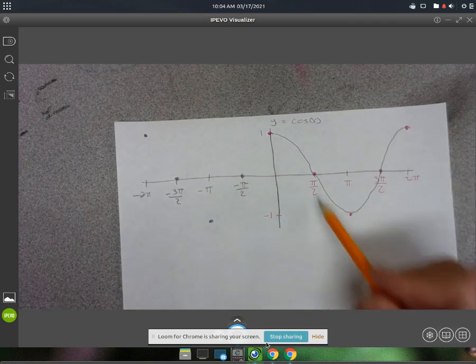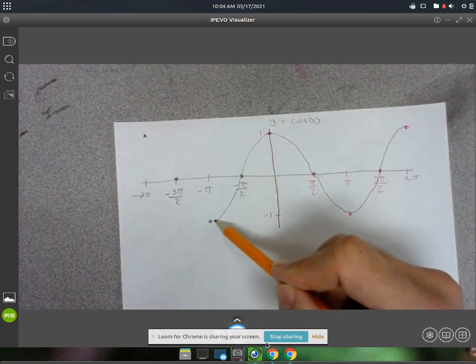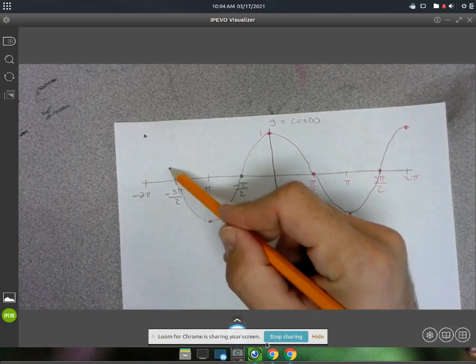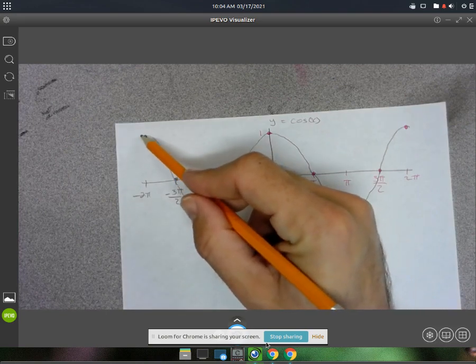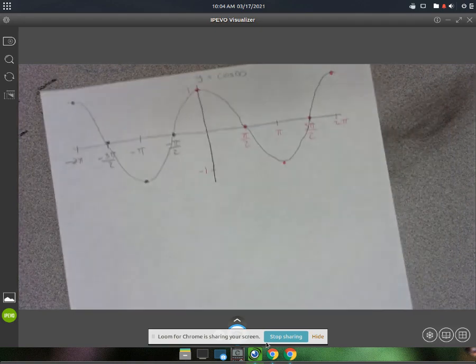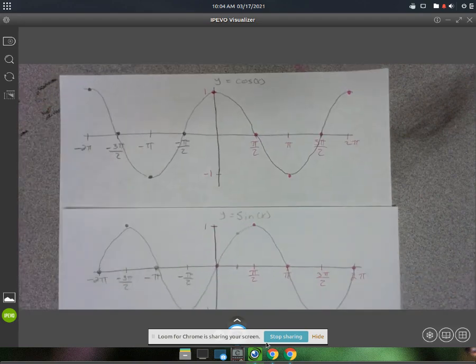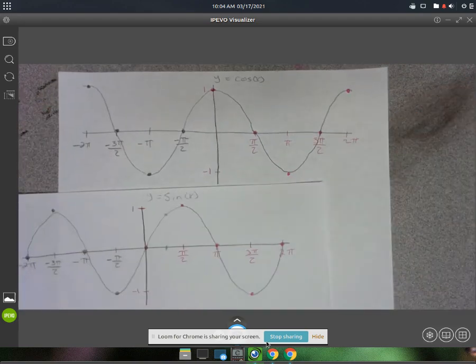All right, so I'm doing this backwards here. That'll work. And then it's going to start falling again. All right, so there's our graph of cosine, there's our graph of sine, and we're going to come back to these in a little bit.